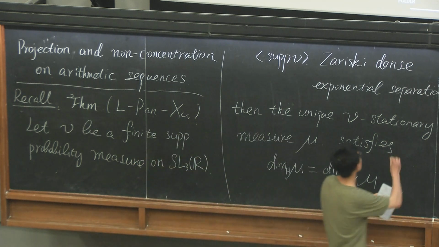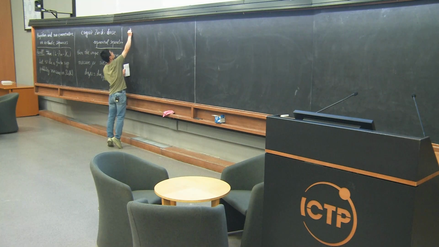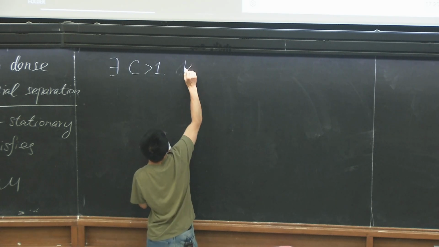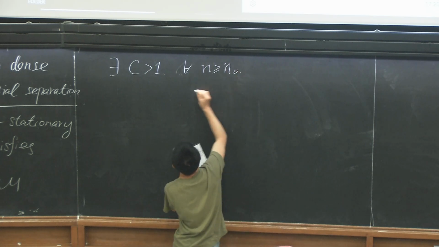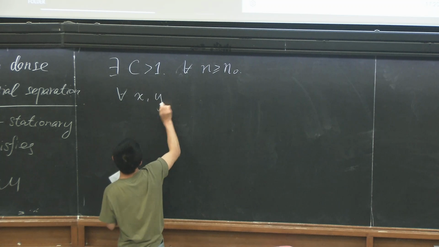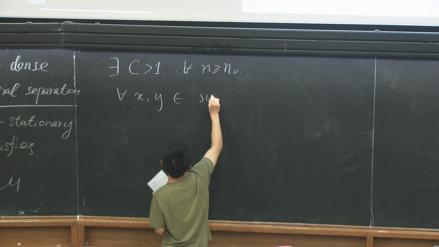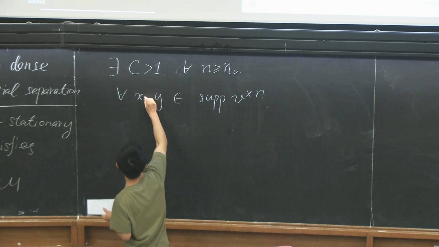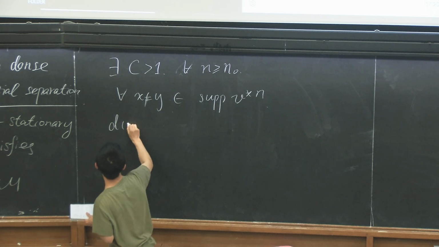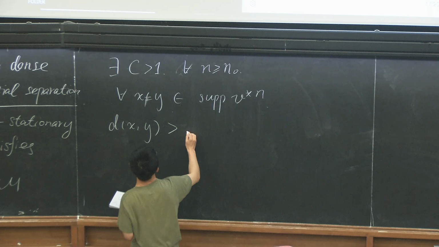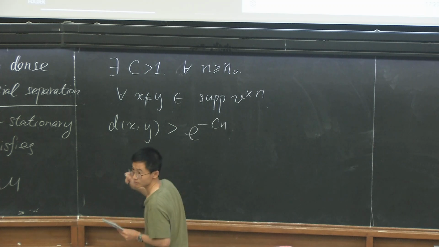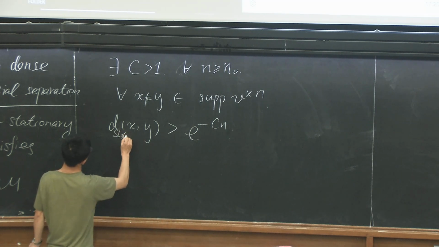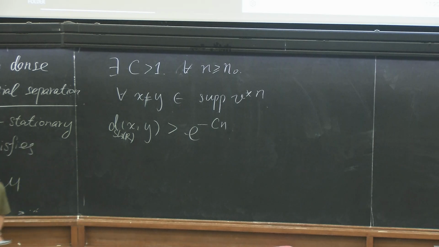Yes. So exponential separation means that there is some C positive such that for any n large, for any x, y inside the support of mu convolution n times, different points in the support, we have the distance between x and y is greater than exponential minus cn. Here for the distance, we can just take some Riemannian distance in SO(3,R). Just fix one.